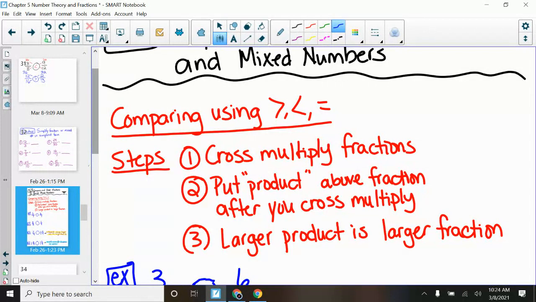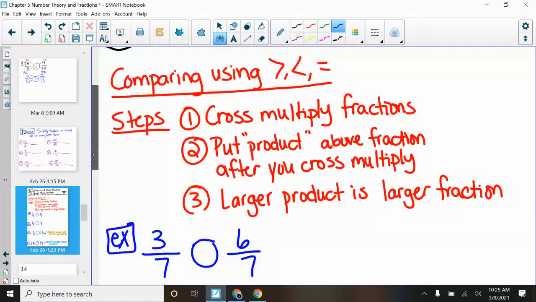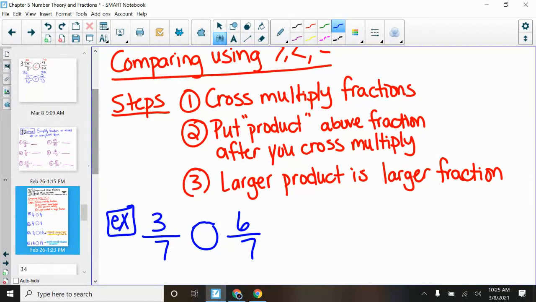But let me show you what an equal fraction would look like. Dominic, what's your question? I made another fraction to solve for more practice, 3/4 and 2/4, and I got equal. So I had a greater this way, a greater that way, and equal. All right, let's try this one. You all try the example that I have here. 3/7, is it greater, less, or equal to 6/7?